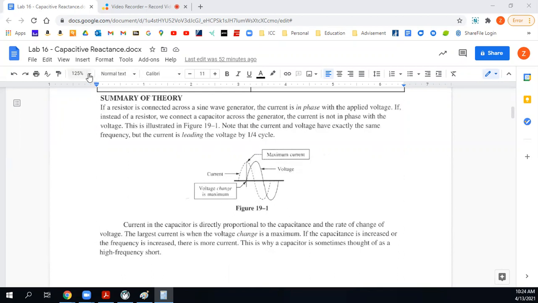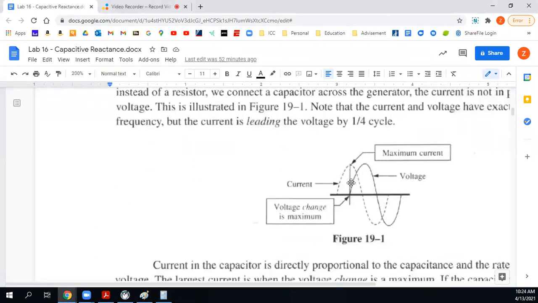Does everybody understand this little drawing here? The current in the circuit is the dotted line. There's the most current in the circuit when the change of voltage is at its maximum. So the rate of change of voltage is going to be the slope of this line. At this point right here where it's pointing to, the change of voltage is how steep this curve is, right? So at this point, the curve looks like this.